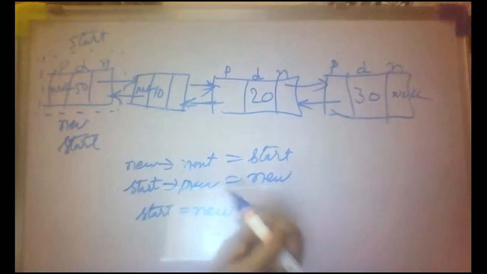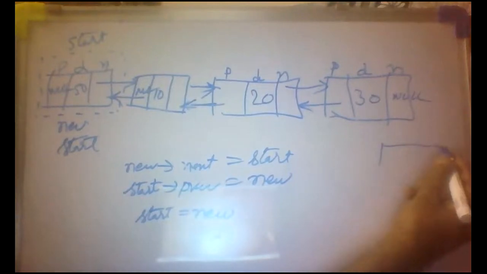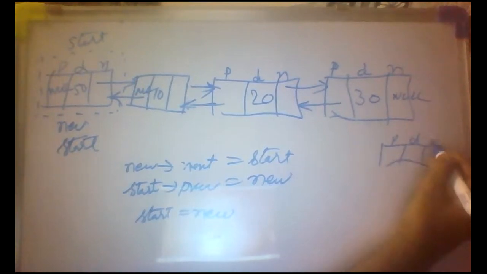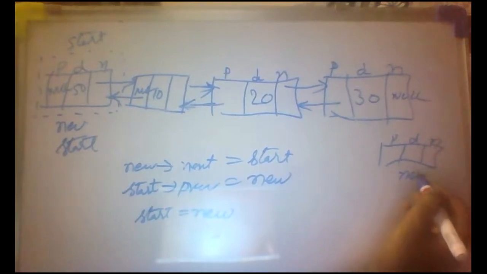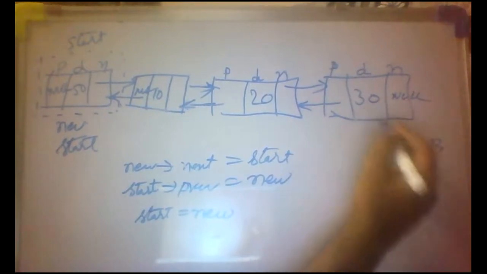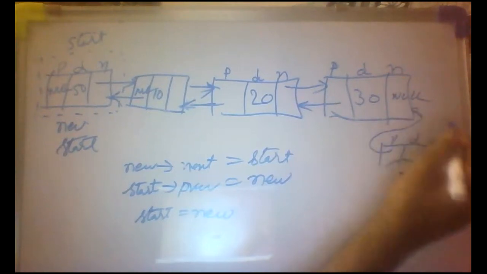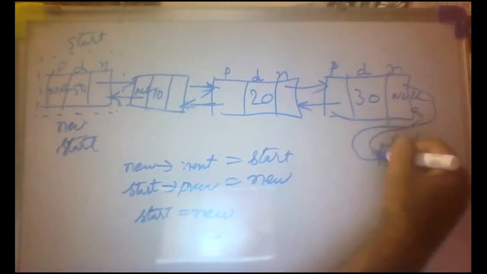Clear? All of you? Then the last one. Then this is the element. Then this is the data part. This is the previous part. This is the next part. This is the new node. For example, this is the new node. New node to previous equal to last node. Clear? Last node to next equal to this one.